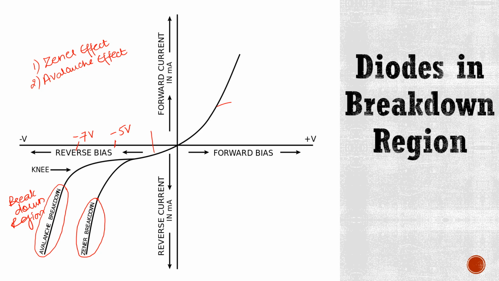This Zener effect is also known as field ionization, and this avalanche effect is also known as impact ionization.